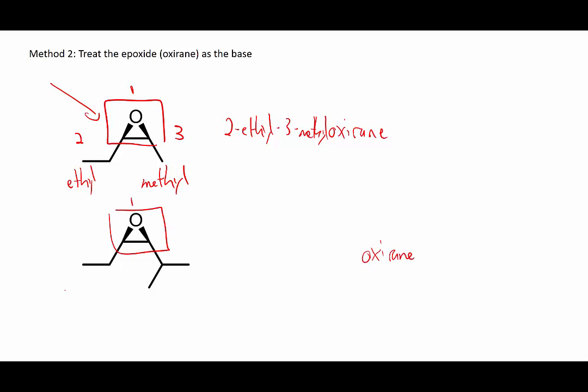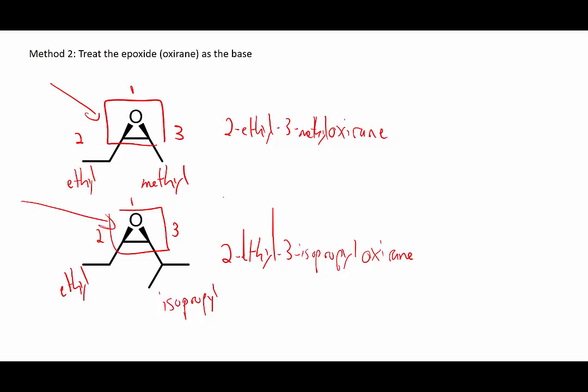Let's label the substituents, ethyl and isopropyl. If we look at these alphabetically, ethyl appears first, so this will be 2, 3. So this is 2-ethyl, 3-isopropyl, oxirane. And then again we need to add the stereochemistry here and here.